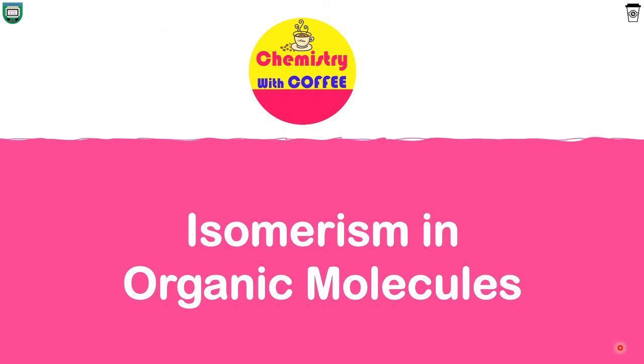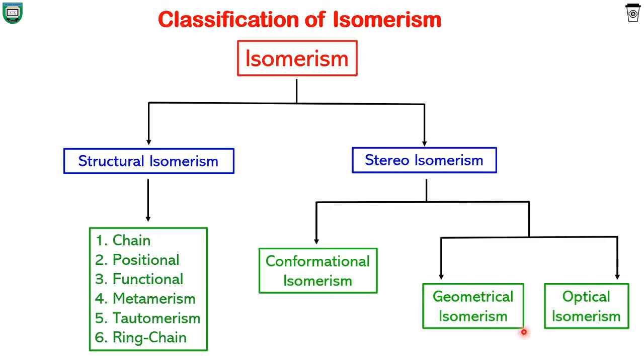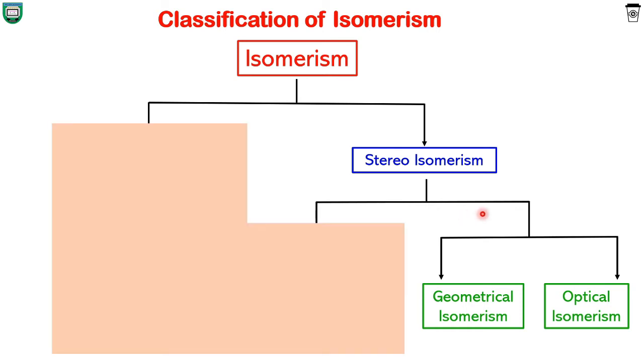In today's video, I am going to talk about the remaining part of isomerism in organic molecules, that is geometrical isomerism, optical isomerism and conformational isomerism. First, let's look at the geometrical isomerism and optical isomerism.